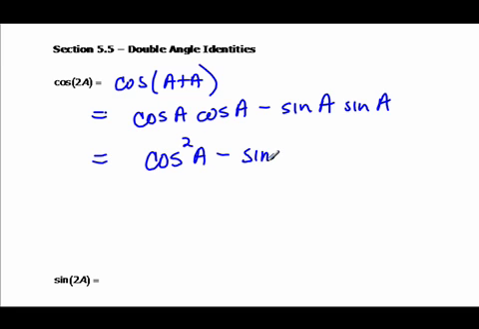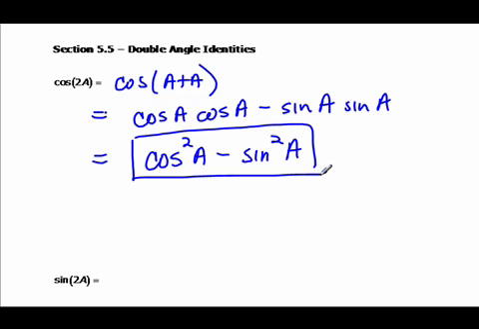And then this would simplify to cosine squared a minus sine squared a. And that's one of 3 flavors of cosine of double angle. Cosine of a double angle has 3 possible formulas. Here's one of them. Now, the one I have a box around, how can we modify that one a little bit more?